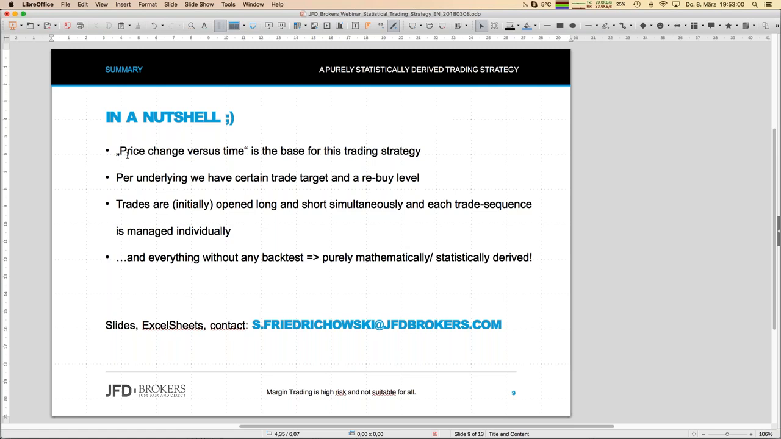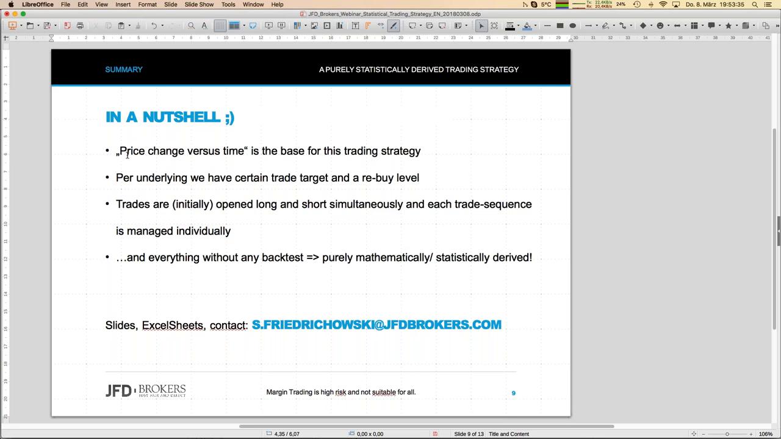Initially, when we start, we open a long and a short simultaneously. Later, you will see one goes into take profit or maybe stop loss. And then a minute later, I simply open the next long or short, whichever has hit the take profit level before. So then I always talk about trade sequences, and those trade sequences are managed independently with stop loss level and take profit level. And everything is always for a complete sequence.